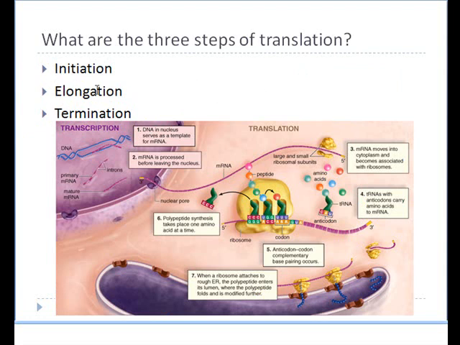Initiation, as the name tells you, is the first step, which means that all the translation components are put together. Proteins, which are initiation factors, are required to assemble the small ribosomal subunit, the mRNA, the initiator transfer RNA, and the large subunit for protein synthesis.